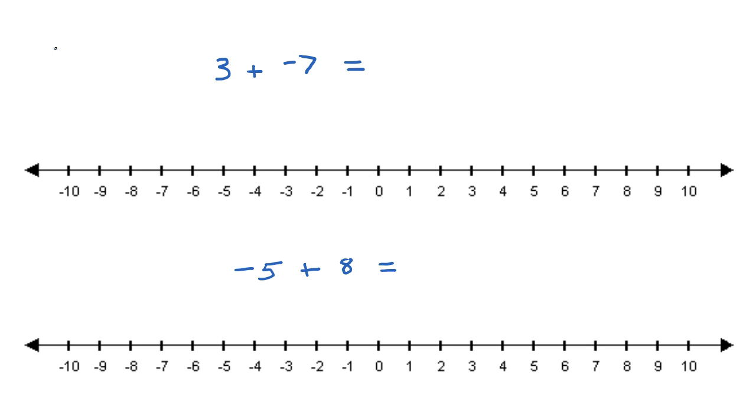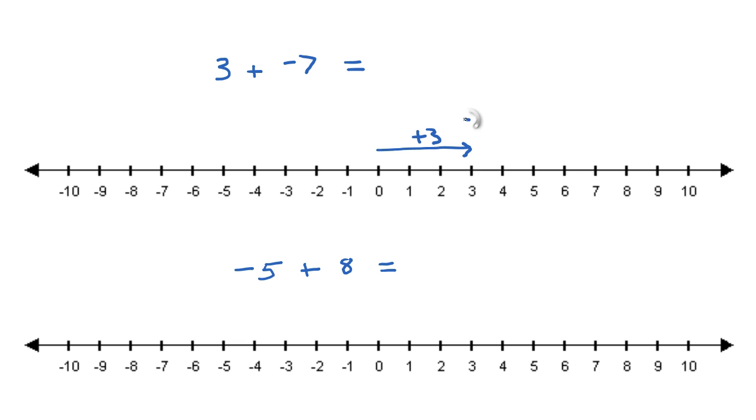All right, I think the hardest ones to do are when you have one positive number and one negative number. So let's take a look at those on the number line first. I've got 3, which is 3 units to the right because it's positive. And then I have a negative 7, which is 7 units to the left.